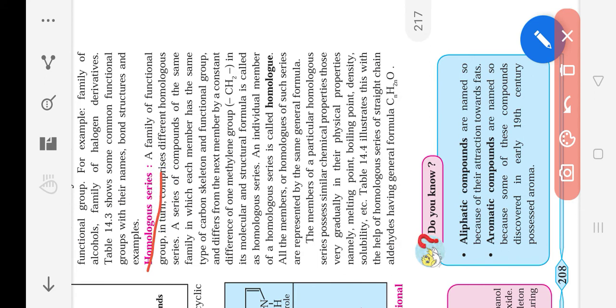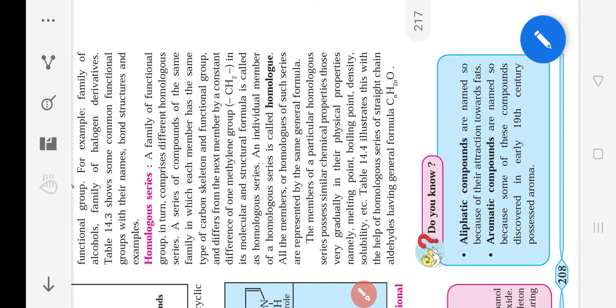So there is a difference. Just now we have seen over the blackboard there is a difference of CH2. So a series of compounds of the same family and in which each member has the same type of carbon skeleton and the functional group, and differs from the next member by a constant difference. अभी just देखा हम लोगों ने what was the difference. That difference was CH2. In its molecular and structural formula, and that is called a homologous series. So we have seen this difference.